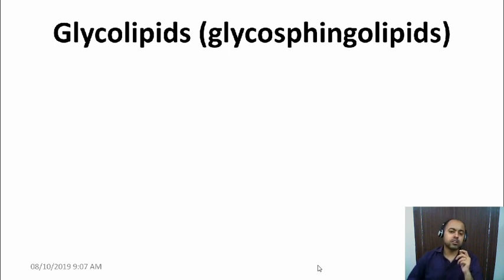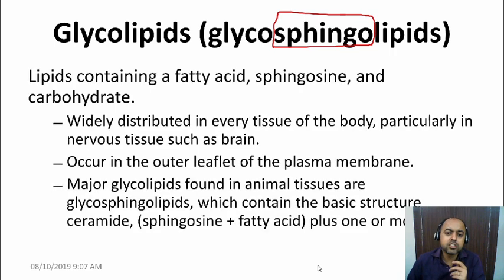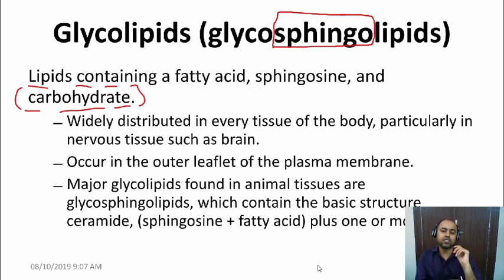Now let's talk about the glycolipids. Remember, all glycolipids have the alcohol sphingosine, so they are also known as the glycosphingolipids. So what is the structure of the glycosphingolipids? The lipid containing fatty acids, sphingosine, and a carbohydrate. The carbohydrate can be a monosaccharide, it can be an oligosaccharide, or it can be an oligosaccharide in addition to the sialic acid. So different types of carbohydrate structures may be attached.